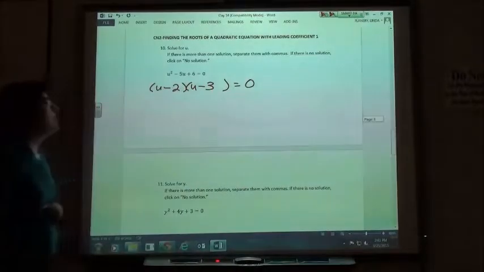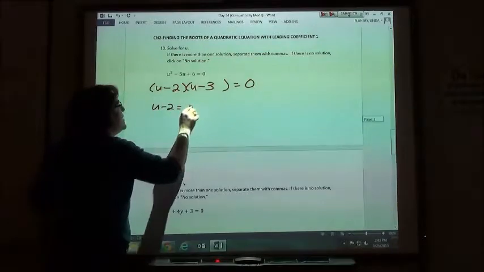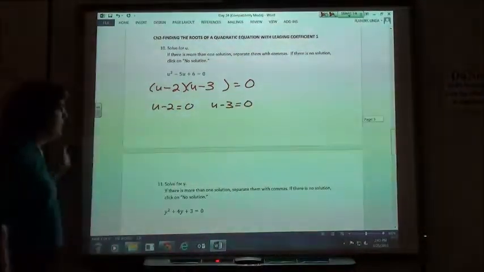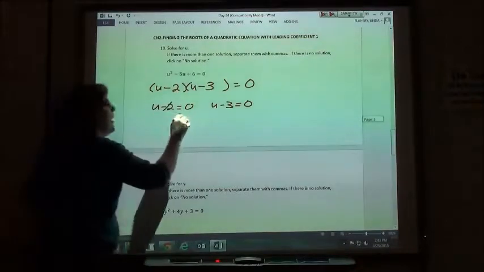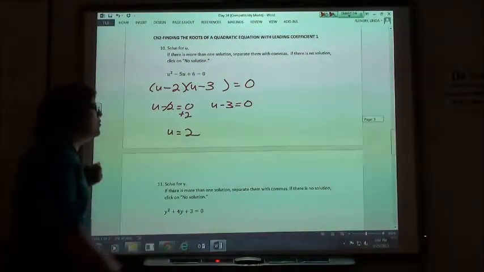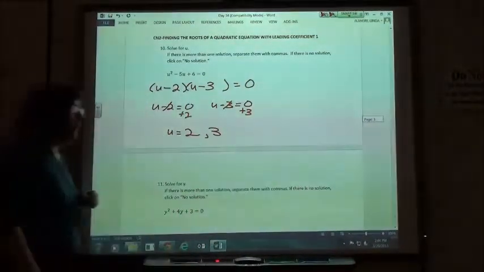It's equal to 0. Now I can say, oh, then the u minus 2 has to equal 0, or the u minus 3 has to equal 0. So solving that, I would add 2 and get an answer of u equals 2. Add 3, so 3 would be my other answer.